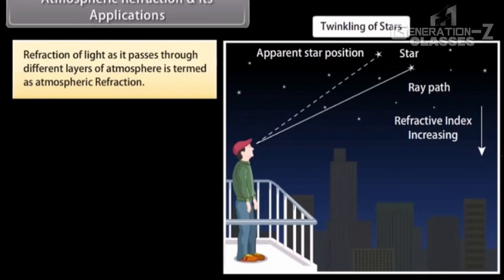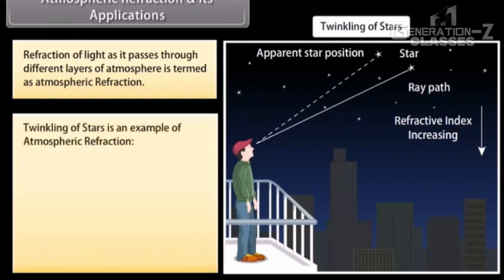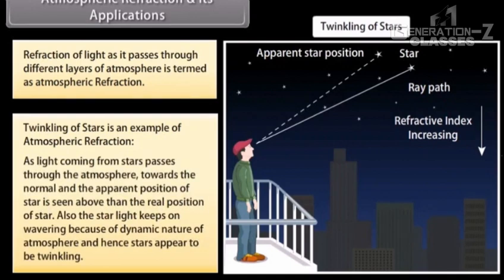Due to this, starlight or sunlight entering the atmosphere undergoes refraction. This is known as atmospheric refraction. As light coming from stars passes through the atmosphere towards the normal, the apparent position of the star is seen above the real position of the star. Also, the starlight keeps on wavering because of the dynamic nature of the atmosphere, and hence stars appear to be twinkling.